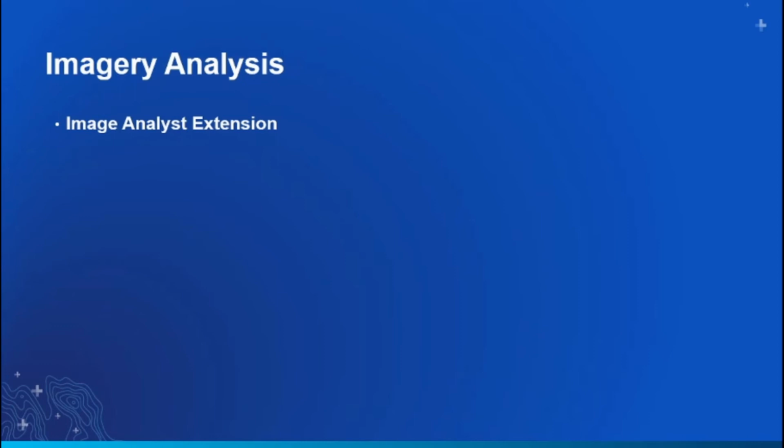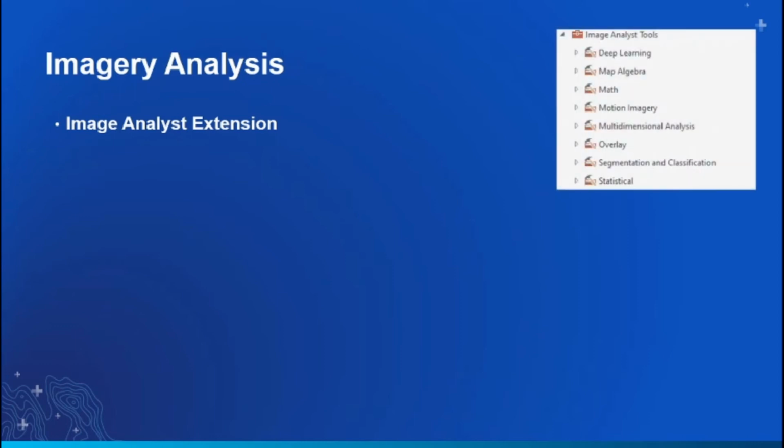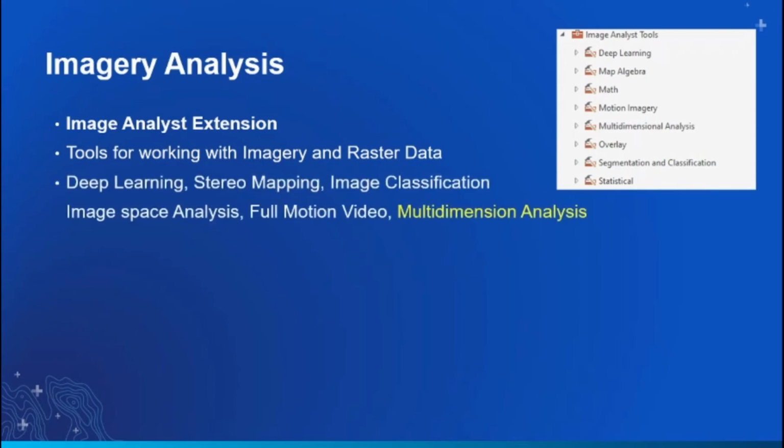Now, you need the Image Analyst extension to use the imagery analysis tools. And you can see some of the tools that are displayed there in that picture. So they're basically tools for working with imagery and raster data, and they allow us to do things like deep learning or stereo mapping.